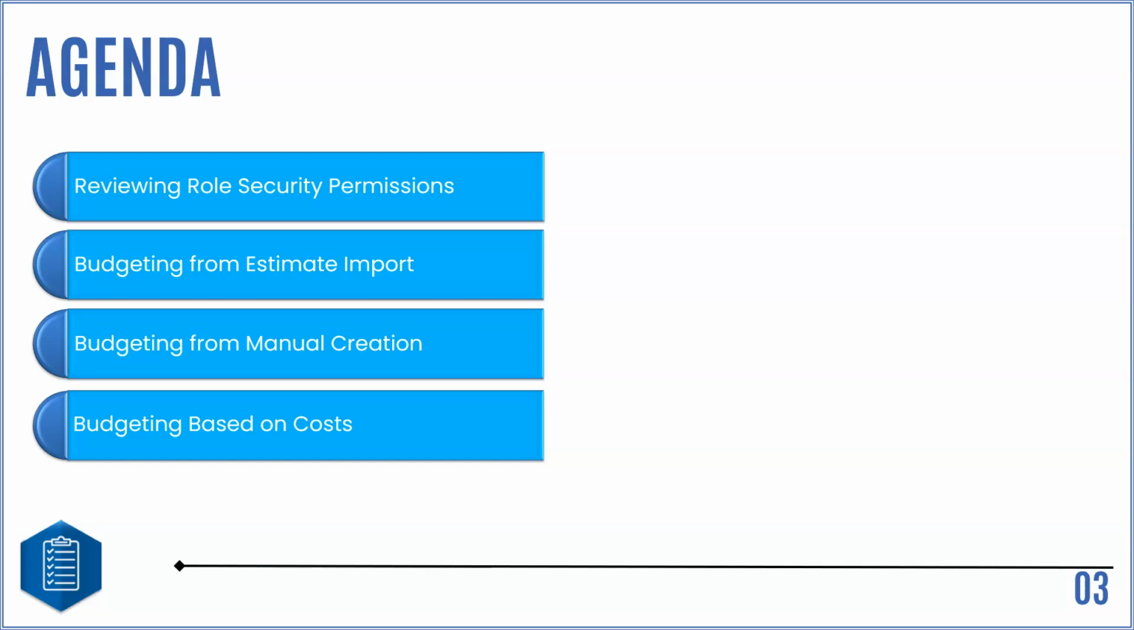Our agenda for today will include reviewing the available work order role security permissions, how to edit and budget work orders created from an estimate import, how to manually create work orders for budgetary purposes, and finally, how to establish your estimated revenue based on estimated costs.